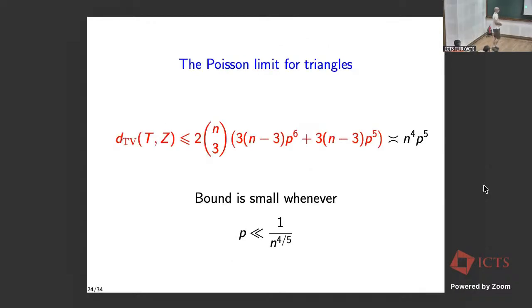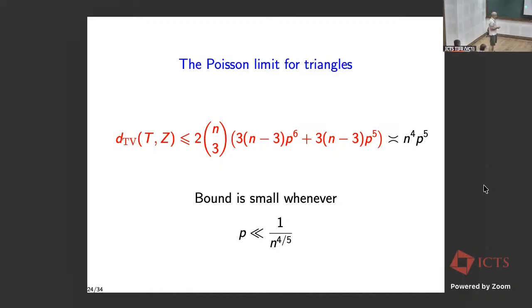So what's the limit now? Or rather, I shouldn't say limit, I should say approximation. Limit here is the wrong word, it's an approximation, because lambda can diverge. You plug everything in, and what you get is a bound of order n to the 4th power times p to the 5th power. And the bound is small whenever p is less than 1 over n to the 4/5.